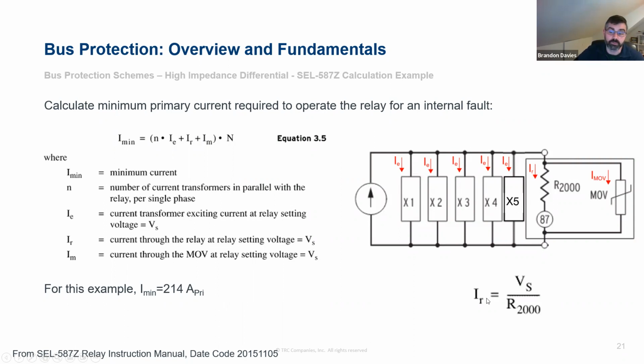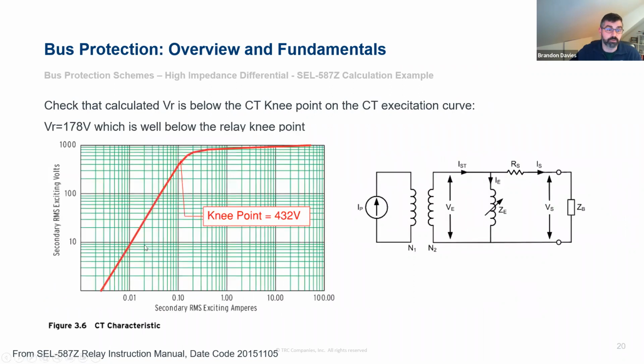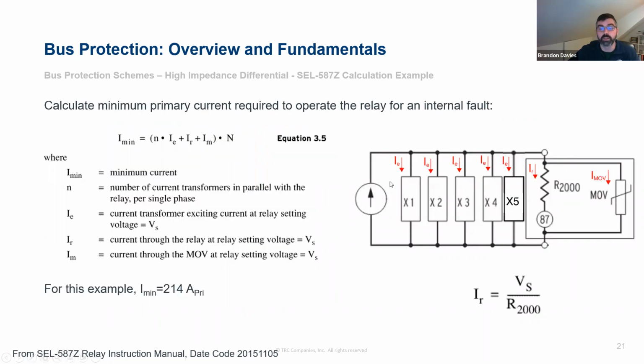The current through the resistance is going to be driven by the set point over however many ohms that resistor is. So in this case, for this relay, it's 2,000 ohms. And then the excitation current through the relay, we can get off of this graph, because we know if our set point is 200 volts or whatever, it's 260 something. We can look on this and say, okay, well, we're going to have less than 0.1 amps of excitation current at that level. So that would be what each of these branches would be.